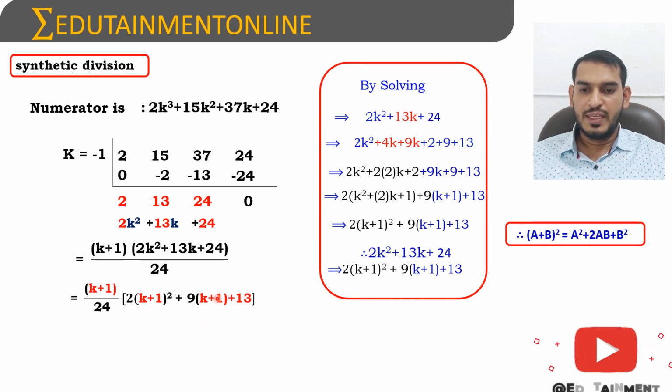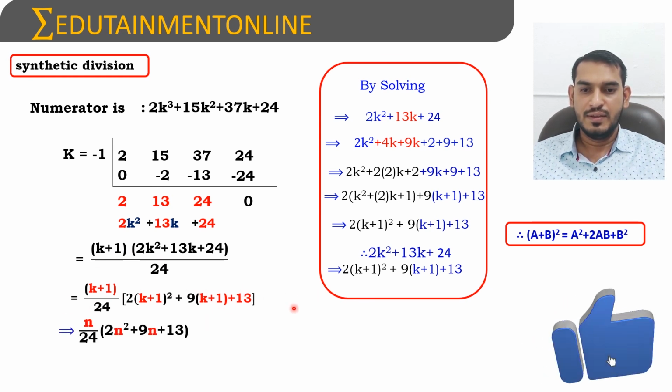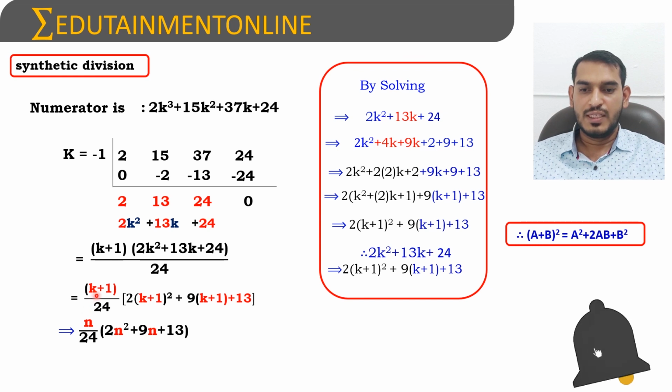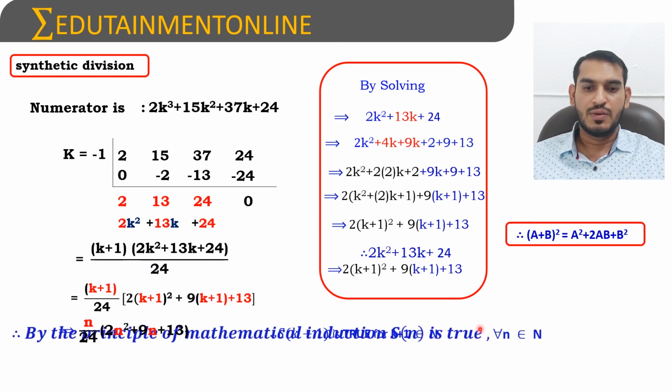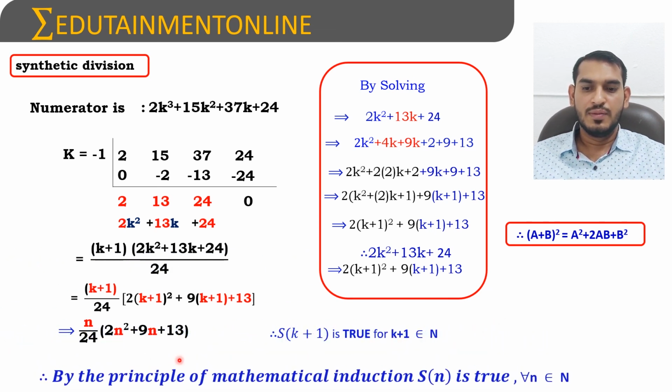So now comparing this with the given equation. So in place of n we have k plus 1, and 2n square we have 2 into (k plus 1) whole square, 9n we have 9 into (k plus 1). So this is true for n equals k plus 1. So S(k plus 1) is true. Hence by the principle of mathematical induction, S(n) is true for all natural numbers.